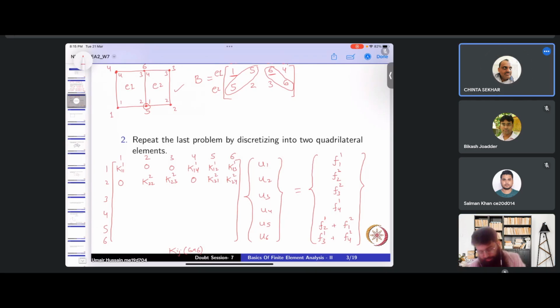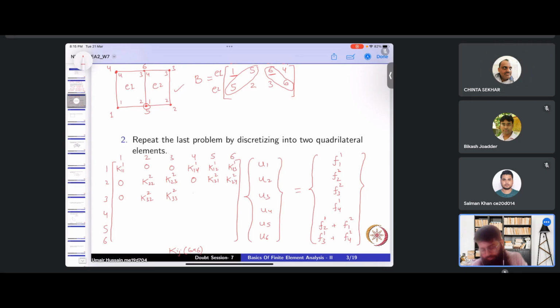And for 3 1, do we have any connection? No, 0. And 3 2, we have a connection, right? Yes, that is local node 3 2 and a part of element 2. For 3 3, we have it only in element 2, that is the third local node. And 3 4, do we have any connection between 3 4? Second element, sir.